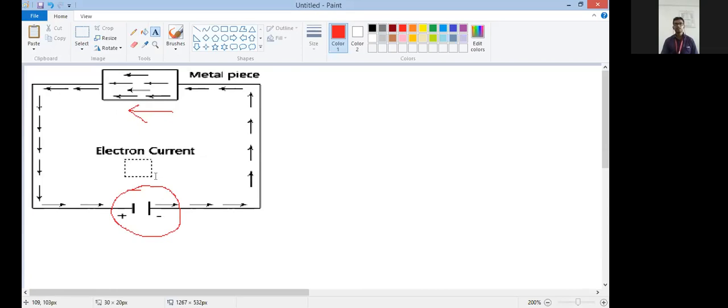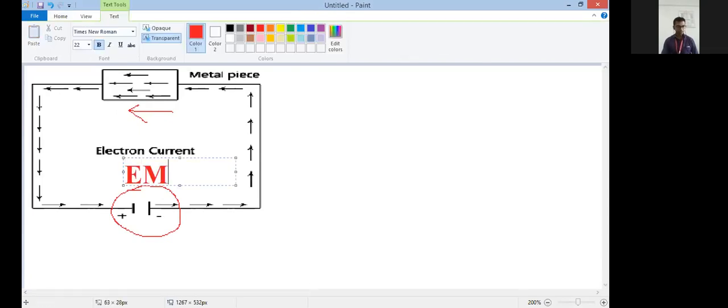Getting? And this electromotive force can be a current source or a voltage source. Getting? So this electromotive force is applied to any metal piece, and because of it, the electrons start flowing through the metal piece.